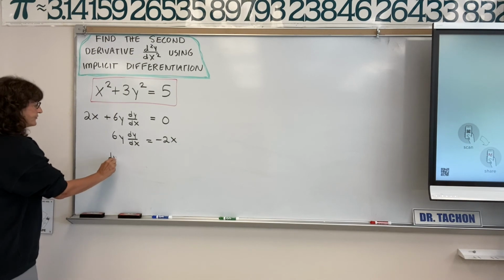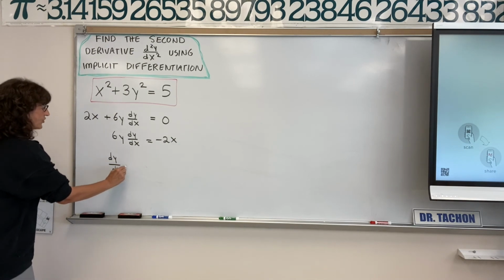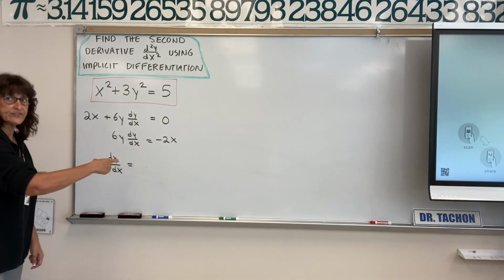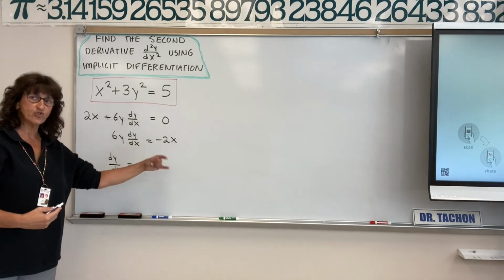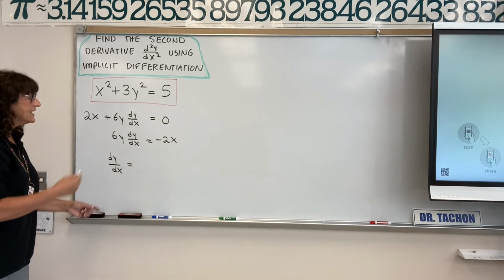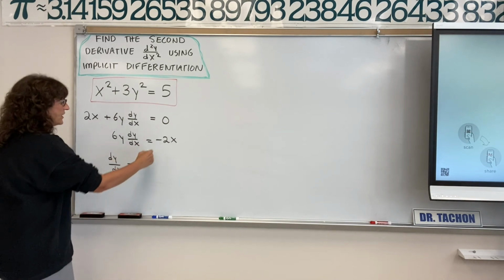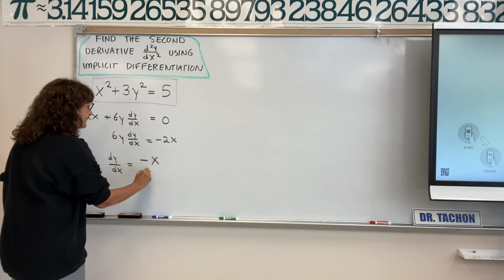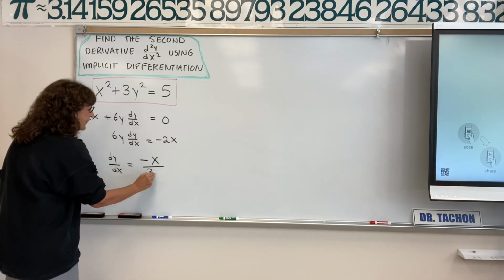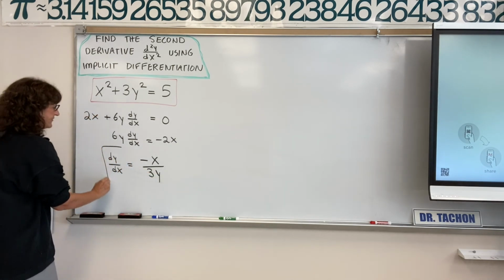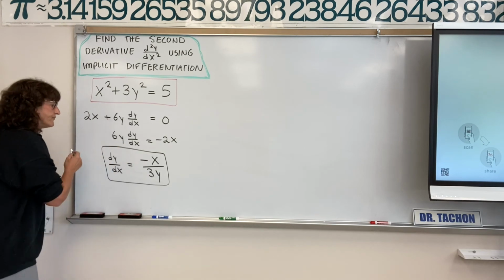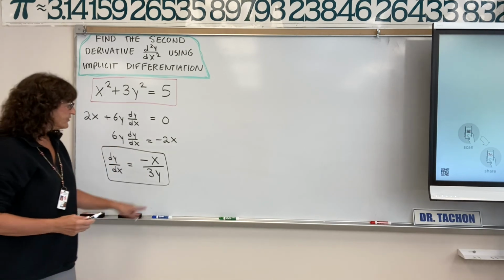And so what do we have for dy dx? Well, let's go ahead and divide both sides by 6y. So you're going to have negative 2x divided by 6y. The 2 and 6, you can cancel 2 into 2 and 2 into 6. So when you simplify, you're going to have a negative x in the numerator and a 3y in the denominator. And here's your derivative in simplified form. Here's the first derivative.